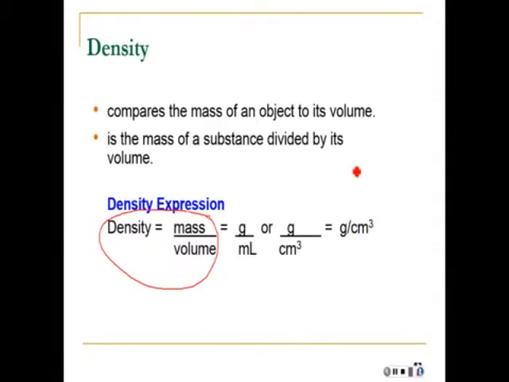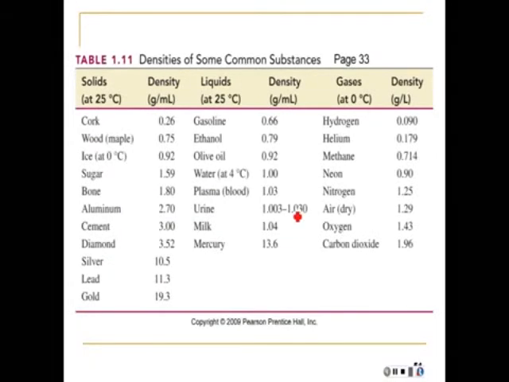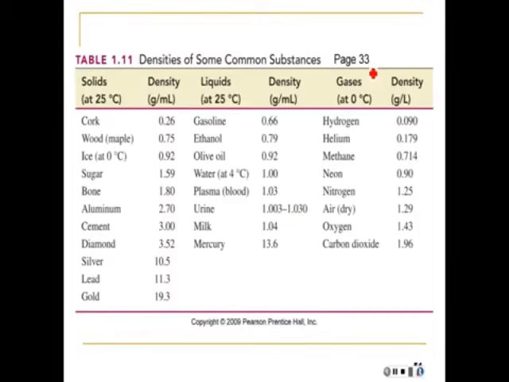So density is one of these physical properties of matter. It's something that we have to calculate. And this we had earlier, but it's something good to note. 1 ml equals 1 cubic centimeter. And if you go to page 33, you would see some of these densities listed. So, this is at 25 centigrade, which indicates that temperature is important.